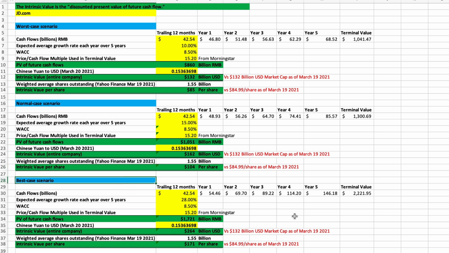Under the best case scenario, we're using an average growth rate of 28% each year over the next 5 years. Then we discount all this future cash flow back to the present day. JD's intrinsic value as a whole company will be 1.721 trillion RMB. And if we convert that to US dollars, it will be 264 billion US dollars, compared with JD's market cap of 132 billion as of March 19th. If we divide this by 1.55 billion shares outstanding, then JD's intrinsic value per share will be $171 per share, compared with JD's stock price of $85 per share as of March 19th.